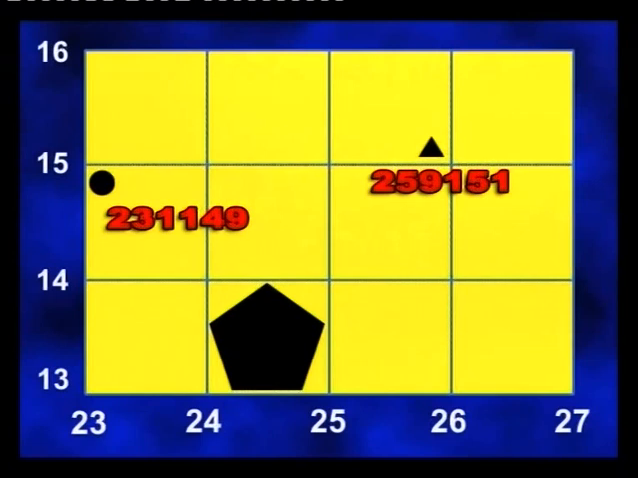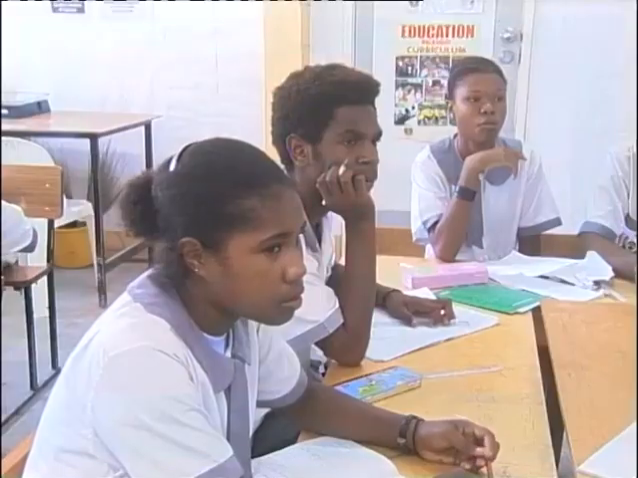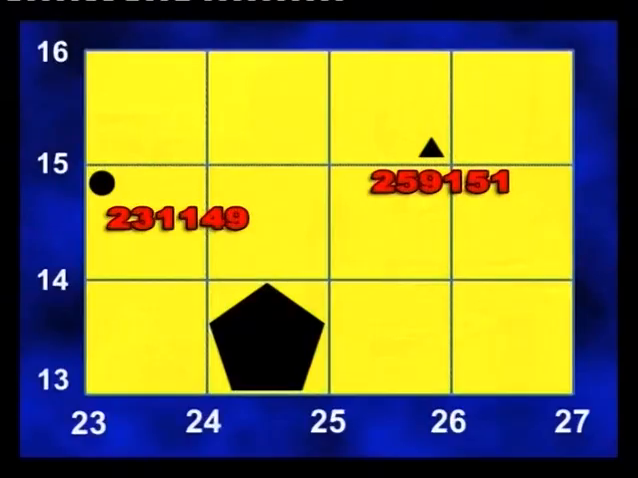Okay, Pentagon, will we use 4-figure reference or 6-figure reference? All right, we'll use a 4-figure reference because the Pentagon covers the whole square, all right? So what's the 4-figure reference for the Pentagon? Receiving students? 24, 13. Remember, easting comes first, so 24, 13. So that's the 4-figure reference for the Pentagon.